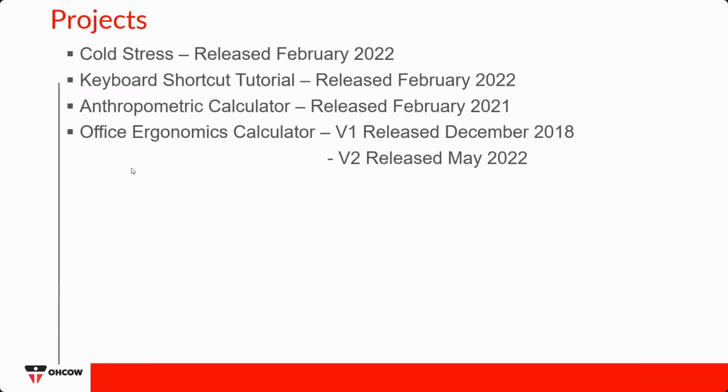So just a bit of a historical overview. The cold stress calculator was initially released at RSI Day in 2022. The keyboard shortcut tutorial at the same time. The Anthropometric calculator the year previously in 2021. And the first version of the Office Ergonomics Calculator was released way back in 2018 and was revised in May of 2022.